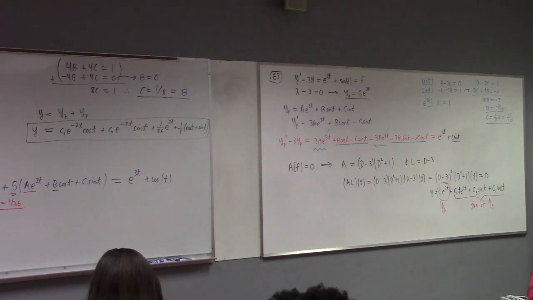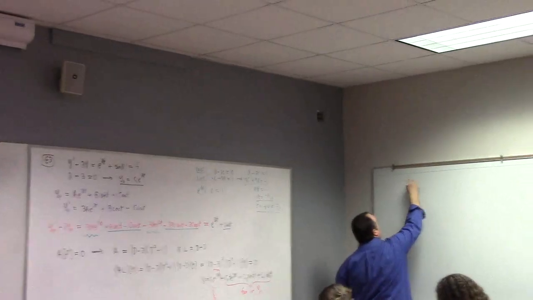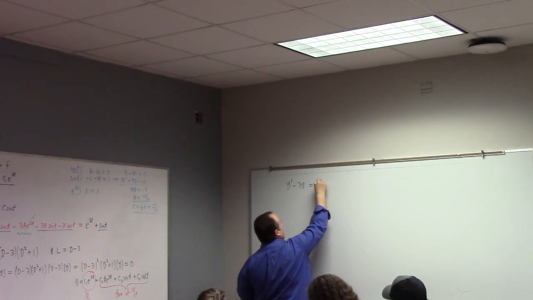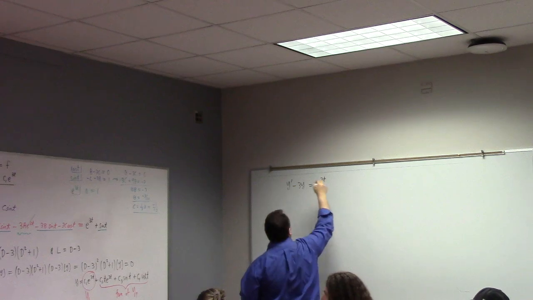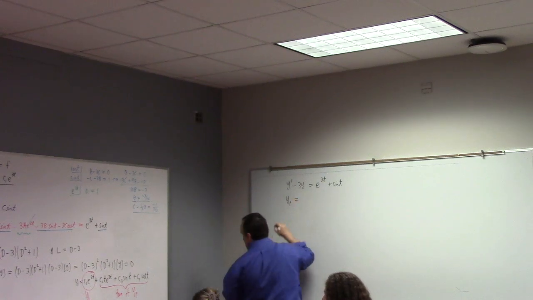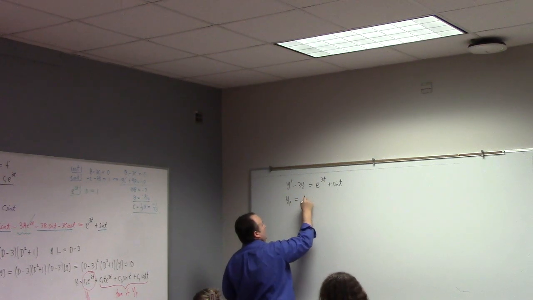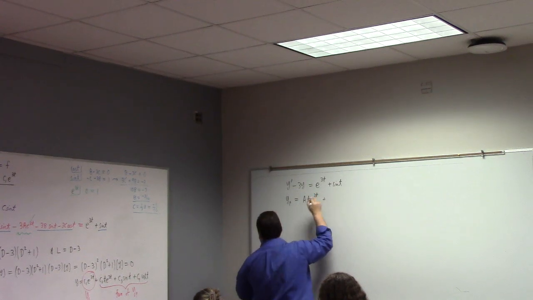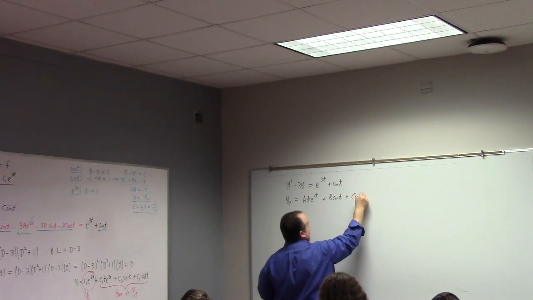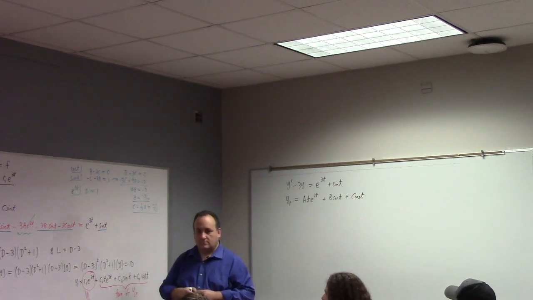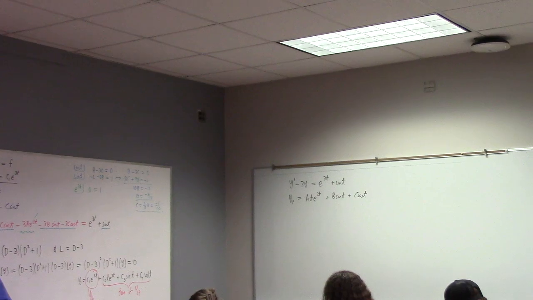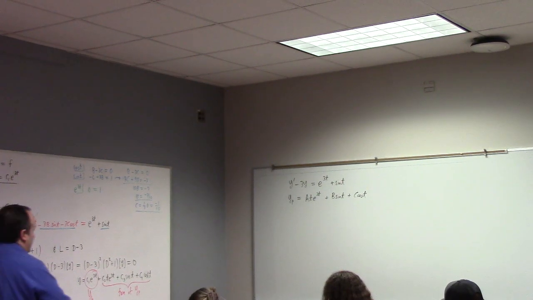So my claim then is if we're looking at y prime minus 3y equal to e to the 3t plus sine t, we should make yp equal to a t e to the 3t plus b sine t plus c cosine t. And my claim is also that we've already done the math for the sine and cosine part in what I already did on the board. So that's going to go through the same.